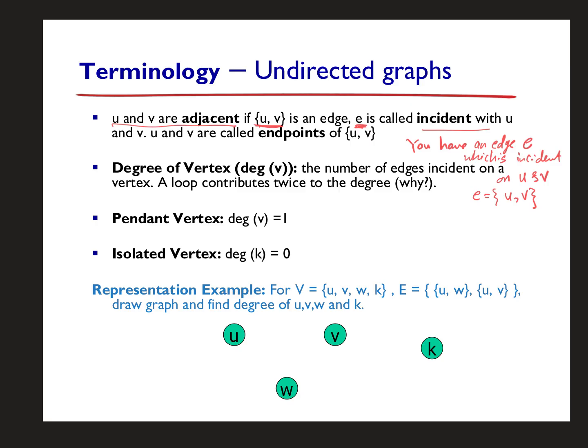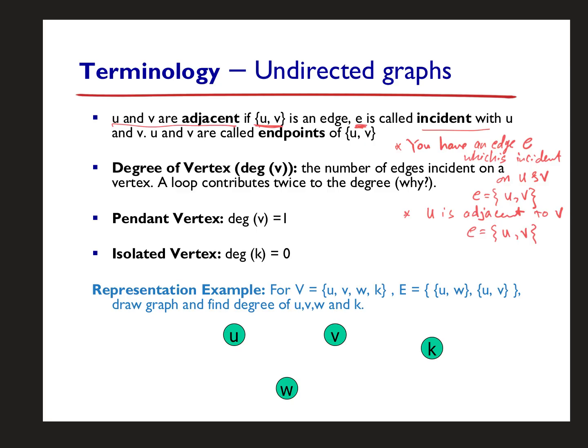Okay, so that's an edge in your graph. Similarly, if I tell you that U is adjacent to V, this simply means that you have some edge, let's call it E again, which is connecting U to V, because they are two adjacent vertices.